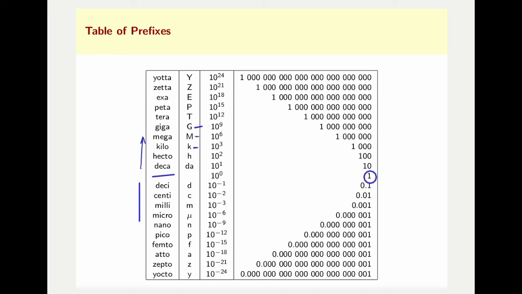Then the prefixes that make units smaller go down from there. Deci, centi, milli, like you've heard of centimeter, that's 1/100th. Milli, that's 1/1000th. Here's a strange one. This is micro, and it's represented by a lowercase Greek letter mu, and it means 1/1,000,000th. Nano, 1/1,000,000,000th, etc. on down.